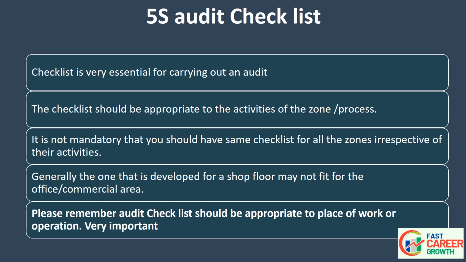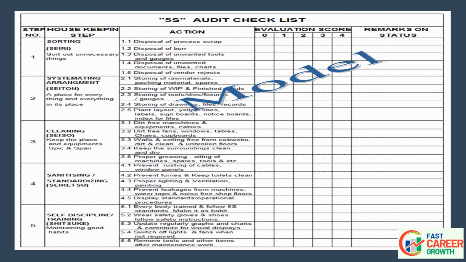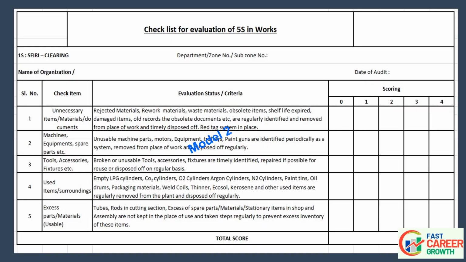Very important. Next, see some 5S audit checklist samples for housekeeping. Here you have to rate each evaluation criteria on a 1 to 5 scale. 1 is worst and 5 is best. This is a 5S audit checklist sample for 1S. Here as an assessor, you have to check how well unnecessary items have been identified and removed.